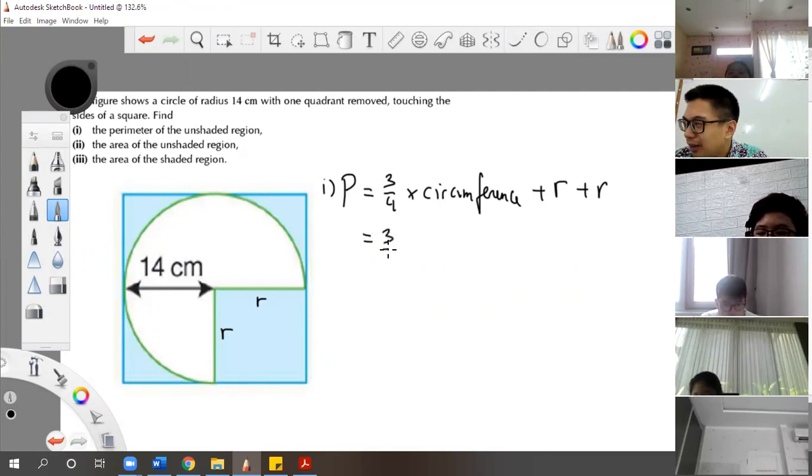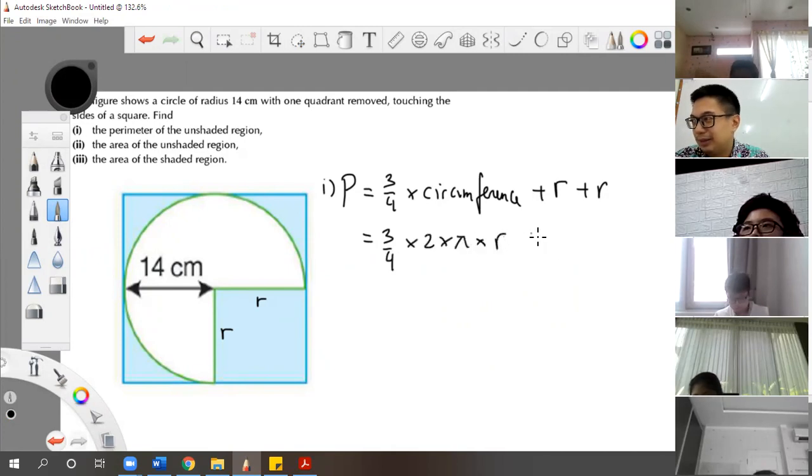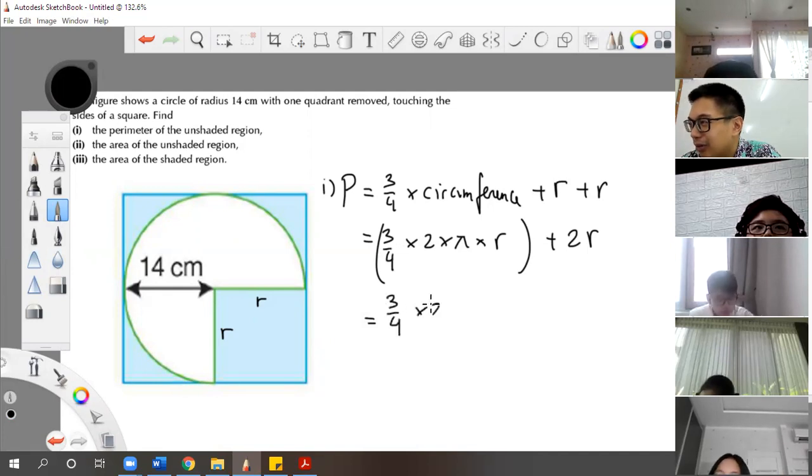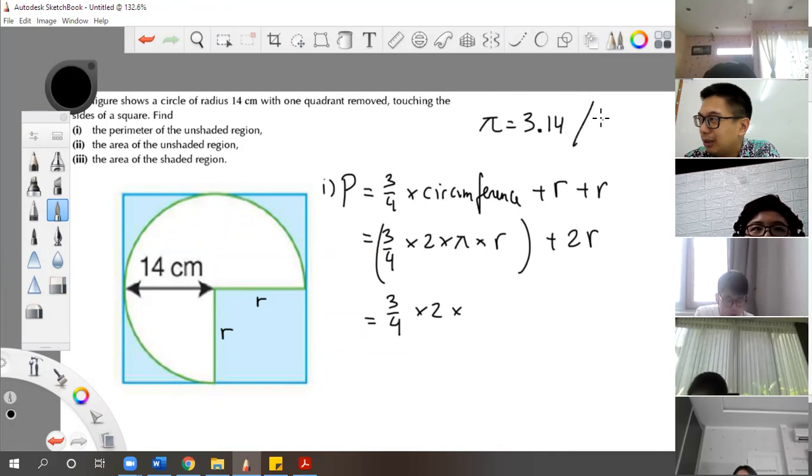So 3/4 times, remember the formula of circumference? 2 times pi times r. Close the bracket. Plus 2r, right? 2r is 2 radius. Now what you can do? Okay, 3/4 times 2. Bisa sih di cross, tapi nggak kerjain itu dulu. Pi. I haven't tell you what is pi. Pi is always either 3.14 or 22/7. In this case, when we look at the radius is 14, so the pi is 22/7 biar gampang.